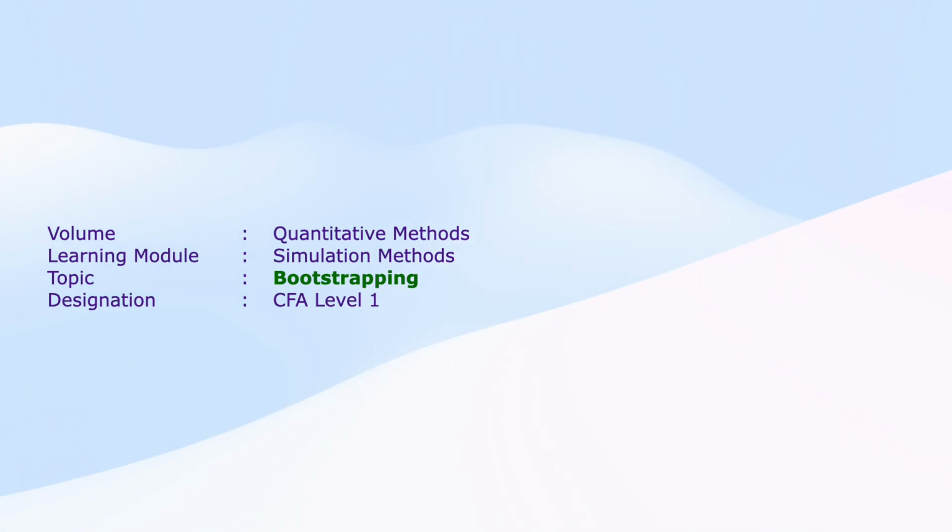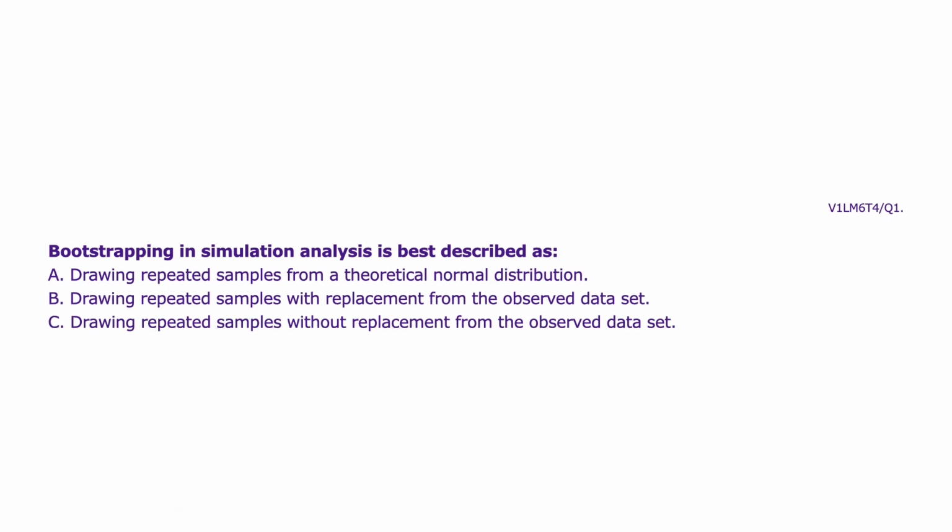Topic: Bootstrapping. Bootstrapping in simulation analysis is best described as: A. Drawing repeated samples from a theoretical normal distribution. B. Drawing repeated samples with replacement from the observed data set. C. Drawing repeated samples without replacement from the observed data set.